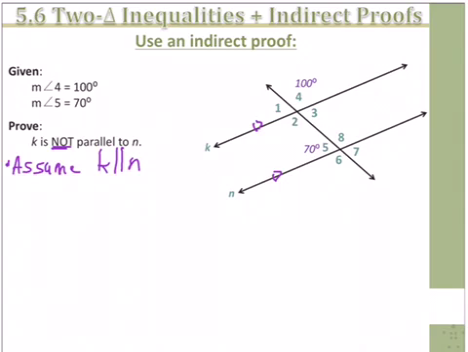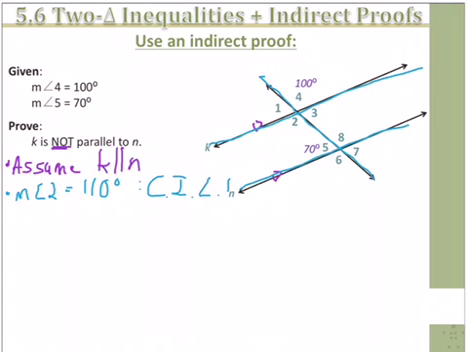So if we say that k is parallel to n, well, let's see here. We know that because of the consecutive interior angle theorem, if k and n are parallel, which we're assuming that they are, then 2 and 5 should be supplementary. So we could say the measure of 2 would be the supplement of 70, which is 110 degrees. We know, or we think we know this, because we assume that k is parallel to n, so this is because of the consecutive interior angle theorem.